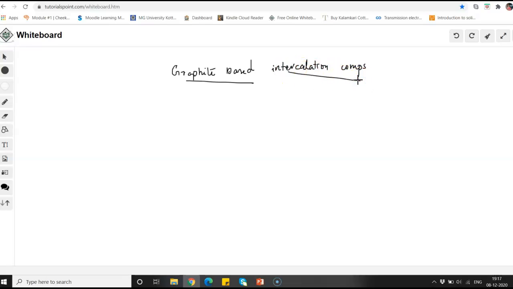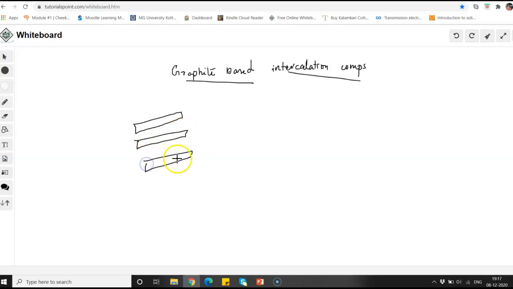We have already seen the structure of graphite. We know that graphite has a layered structure, and within a particular layer the carbon atoms are covalently linked, but in between the layers the interaction is purely van der Waals. So the structure of graphite itself points to the possibility of forming this kind of intercalation compound. You must have already studied the structure of graphite, which has a layered structure like this.